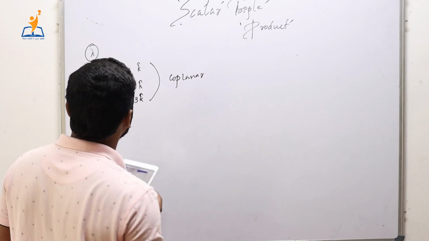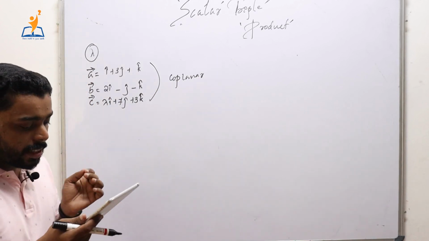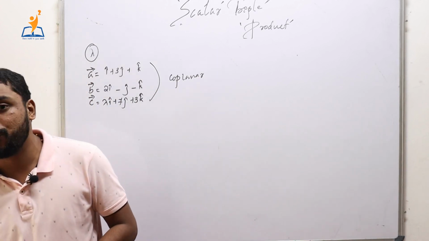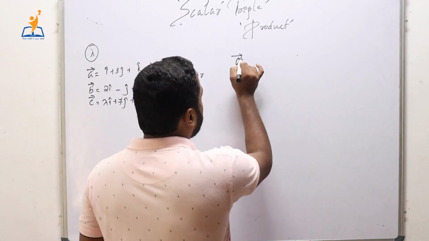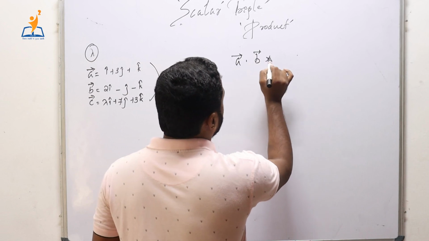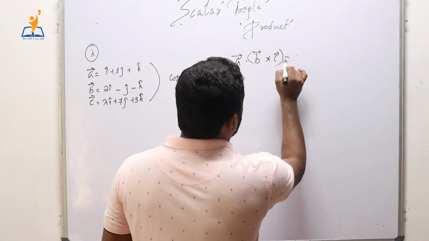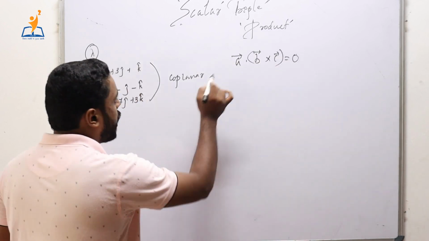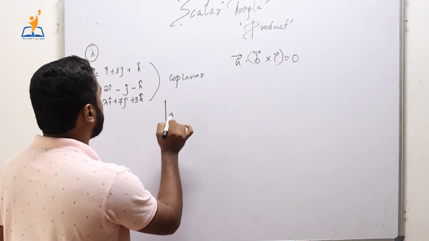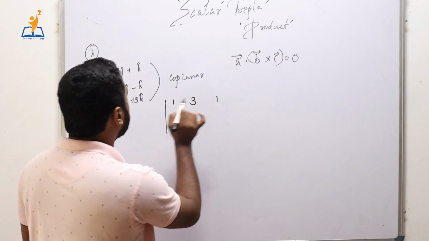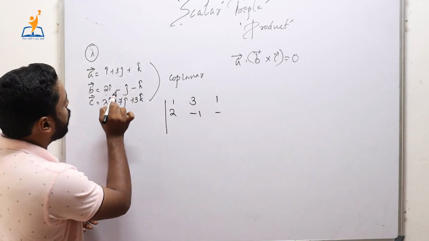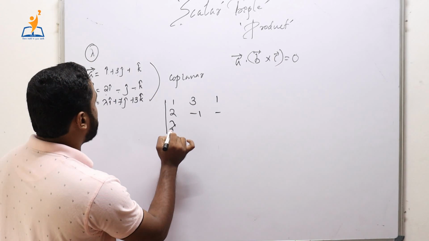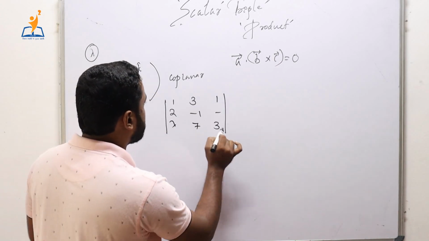So we are given three vectors, and given that these three vectors are coplanar, what should be the value of lambda? We know that when three vectors are coplanar, then the box product A dot B cross C must be equal to 0. We can use this condition. A dot B cross C is nothing but the determinant of 1, 3, 1; 2, minus 1, minus 1; and lambda, 7, 3. Right.